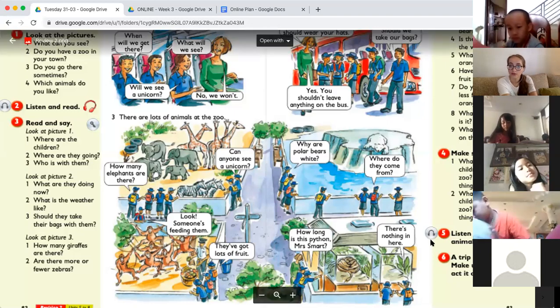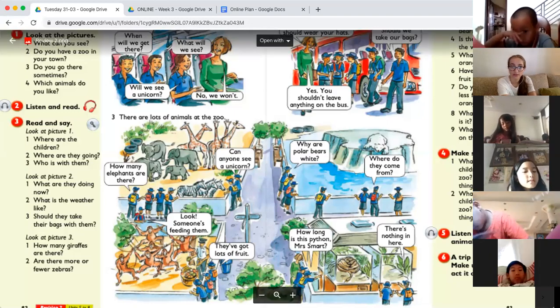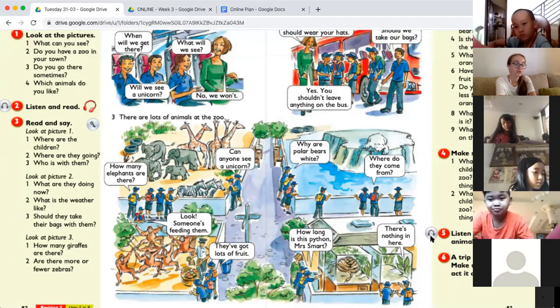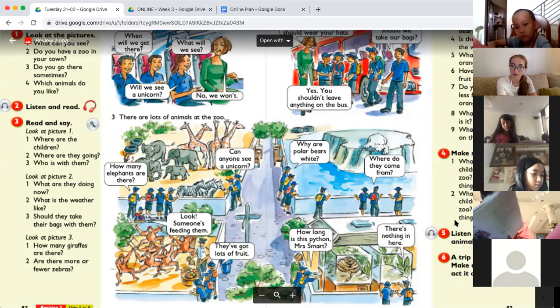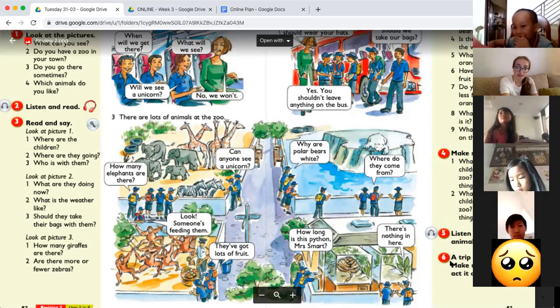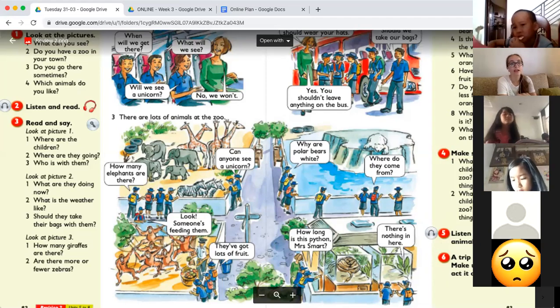Okay, so number 5 we have to skip for now because I don't have the audio right now, because I'm also at home, also not allowed to go to school anymore, so we have to do it from home. Then the only thing that I want you to do today is number 6. A trip to the zoo, you have to make up a story. You don't have to act it out, you just send it to me.